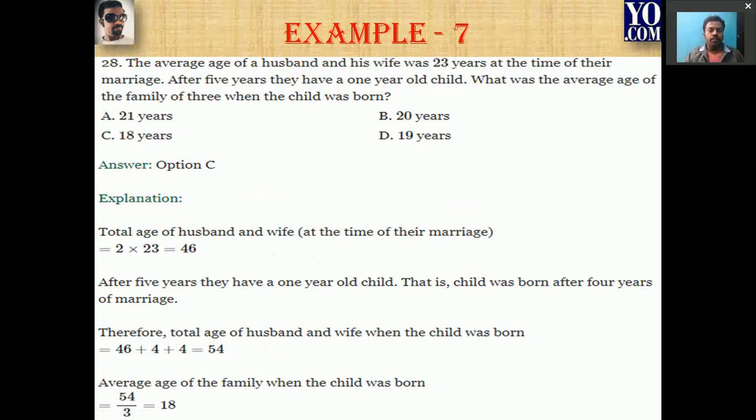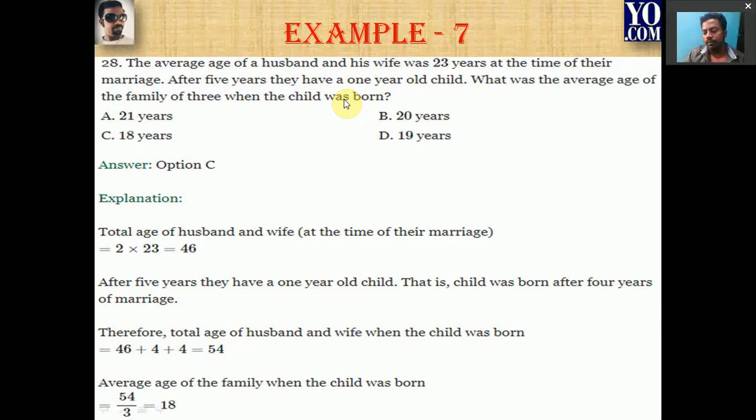Then another question, similar to the previous one. The average age of husband and wife was 23 years at the time of their marriage. After some time, that means 5 years, they have a 1-year-old child. What was the average age of the family of 3?